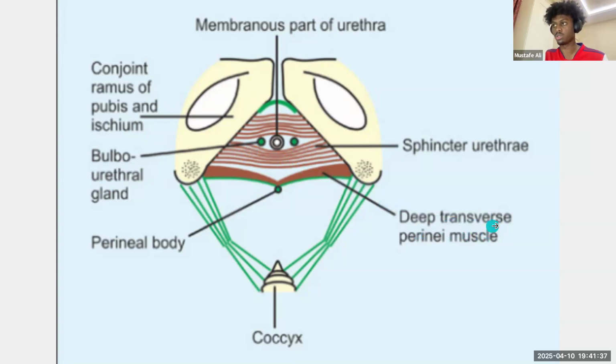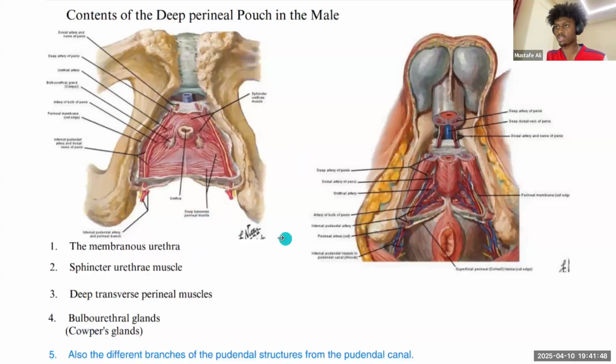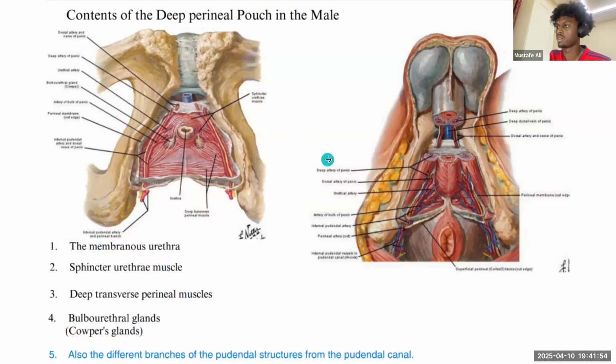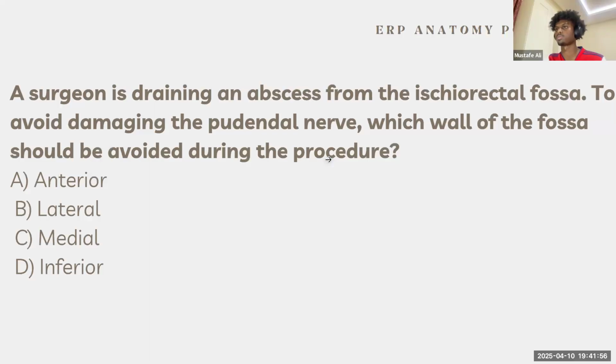We also have this muscle called the deep transverse perineal muscle, which is right here. And it is also important. And that is about it for the contents of the deep perineal pouch. This is the reference slide. It mentions all the structures that are present in the deep perineal pouch, and I think they're very important. Let's move on.